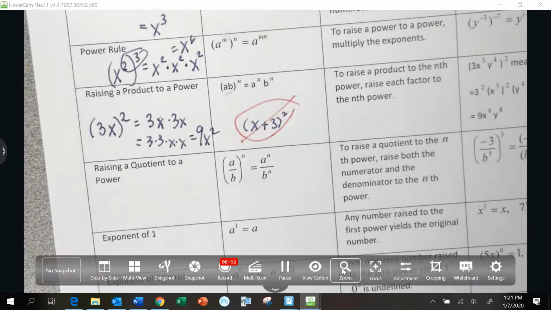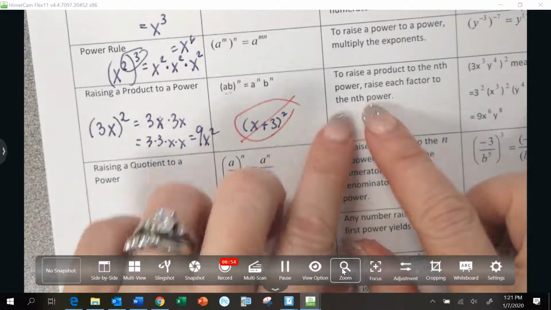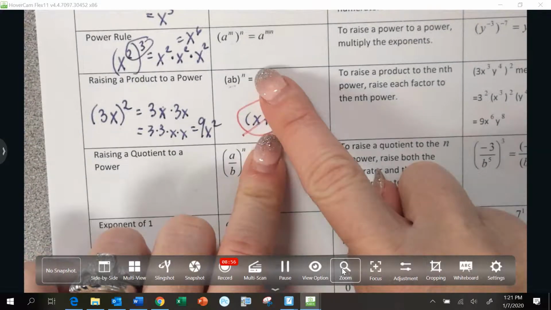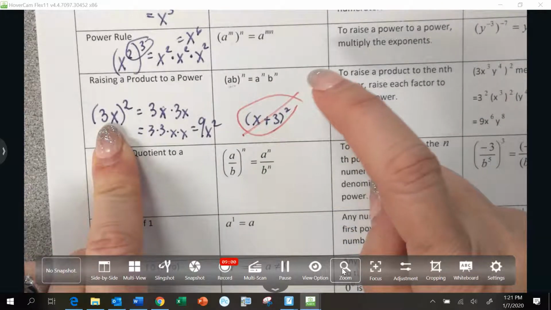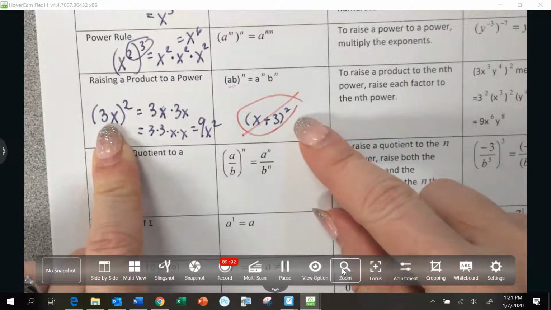The answer is x squared plus 6x plus. Right, that's the right answer for that one. But I'm just making you guys remember that this only works when it's multiplication. That's all I was trying to say. It does not work always.